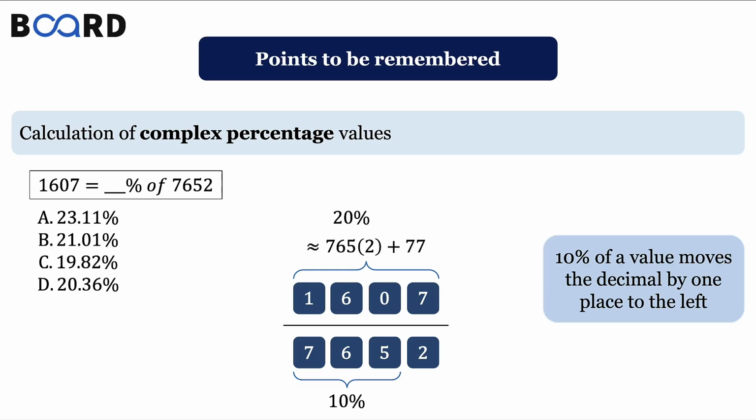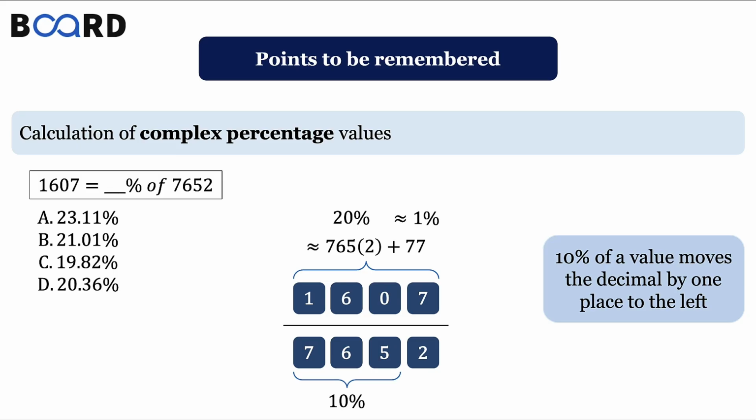77 will make how much percentage of 7652? Now again, in comparison to 10%, 77 is quite low because 10% is 765 and the value is 77. So that's quite low. So let's drop down one step below. Let's move to 1%. If the value is 7652, 1% has to be 76.52, which tells me that this 77 is slightly higher than 1%.